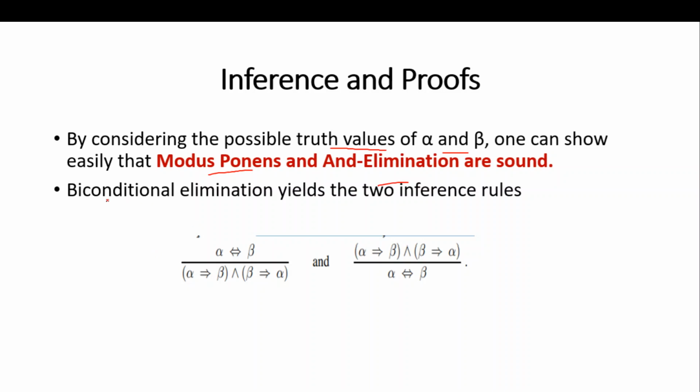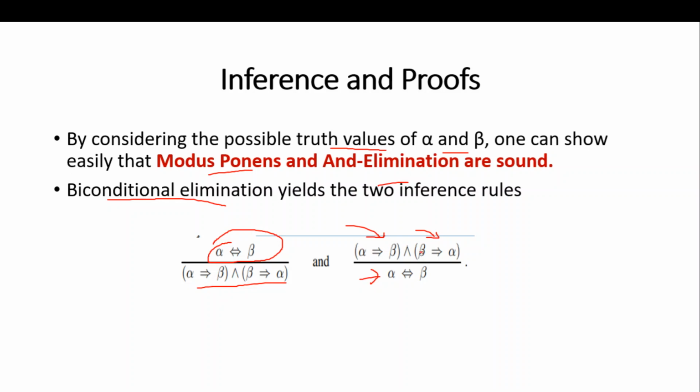Next we have another rule called biconditional elimination. This is to eliminate the biconditional. Here, alpha biconditional beta means alpha implies beta and beta implies alpha. If you remove this biconditional, at the top you will have alpha implies beta and beta implies alpha, and at the bottom you will have alpha biconditional beta. This is just the meaning, not bottom or top.